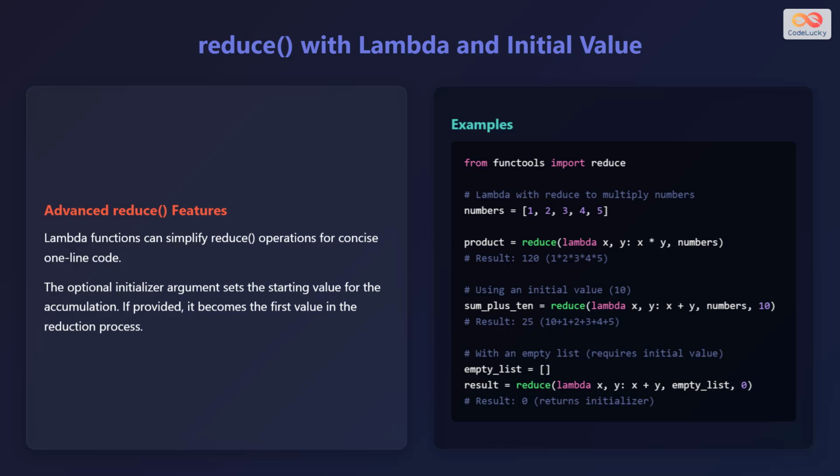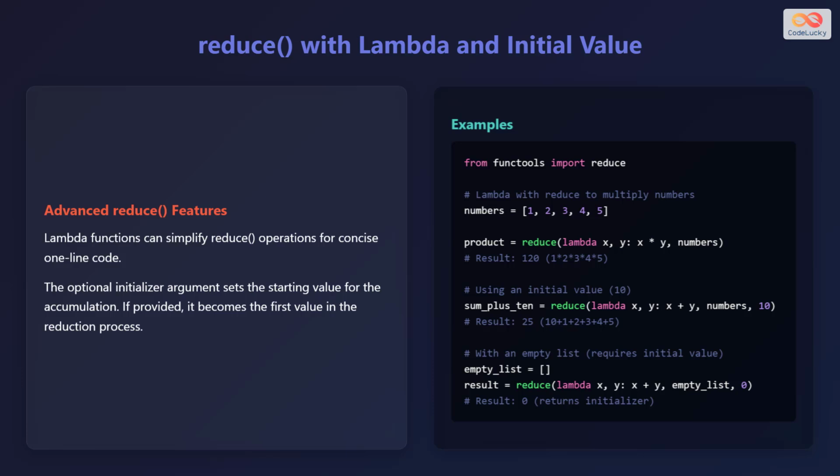Here are some examples. In the first example, we use a lambda function with reduce to multiply numbers. The lambda function takes two arguments x and y and returns their product. The result is the product of all numbers in the list. In the second example, we use an initial value of 10. The lambda function is the same, adding two numbers. The result is the sum of all the numbers in the list plus the initial value of 10.